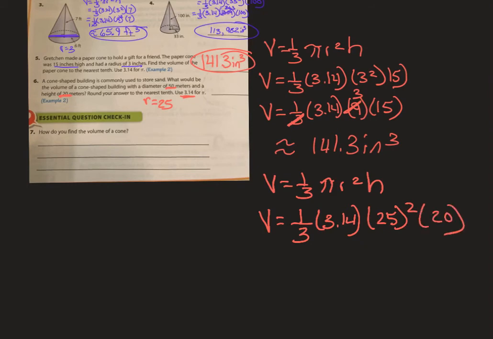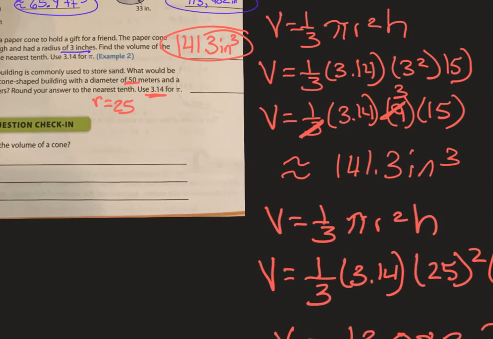Okay, so I'm just going to use my calculator. I'm going to skip the 1/3 right now. 3.14 times 25, square that, times 25 times 20. Okay, and then I'm going to push equals, and then I'm going to divide by 3. So the volume is going to be 13,083, and then it's 0.3 repeating. So if we're rounding to the nearest tenth, we're just going to say 13,083.3 meters cubed.